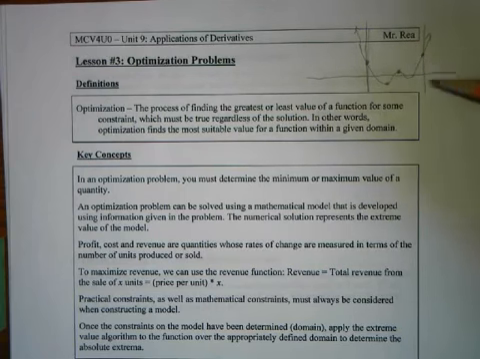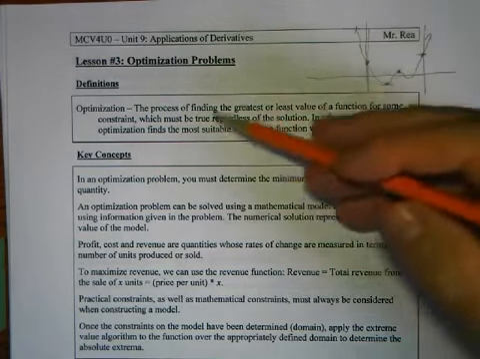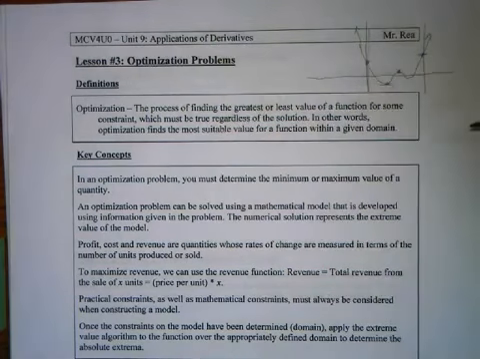We find those values, and then if you're asked what's the global max for this interval, you would test all four, and it looks like that would be the global max, and this would be the global min. Okay, so we're going to continue that with our lesson today on optimization problems.